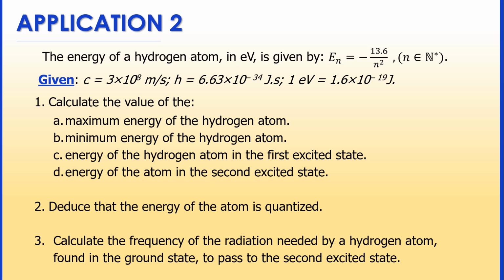Calculate the value of the maximum energy of the hydrogen, the minimum energy, the energy of the first excited state, and the energy of the second excited state. A question which is purely vocabulary: deduce that the energy of the atom is quantized. Calculate the frequency of the radiation needed by a hydrogen atom found in the ground state to pass to the second excited state. Question 2, deduce that energy is quantized, introduces the term quantized, which I have used verbally a lot. Now we're going to write it.